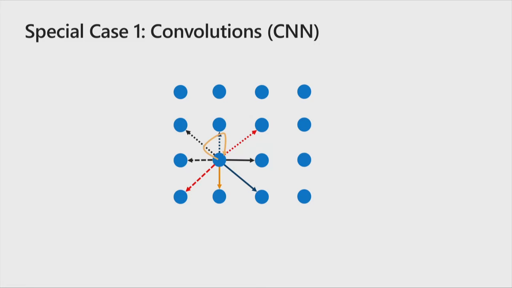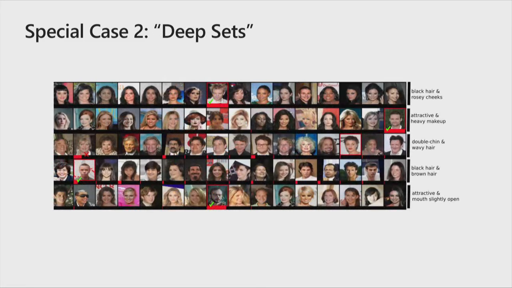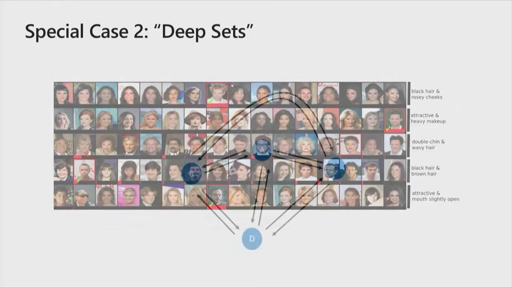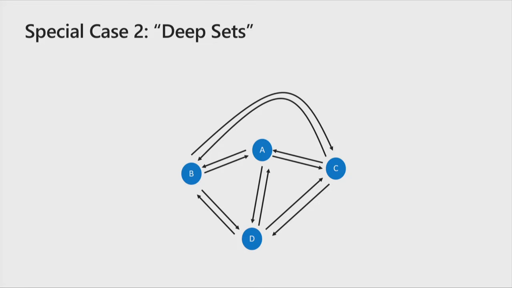The other thing is deep sets. The idea is that you get a set of things. It could be a variable size set of things. In this case, it's images, for example, and you want to predict something about the set. So this set of images are people with black hair and rosy cheeks, and so on. Now you get these sets of things, and you want to predict things about them. How do you encode this problem? Well, a set is essentially a graph that is fully connected. Everything is connected to everything. Again, you can use a graph neural network, and at the output of the graph neural network, you can predict something about the set.